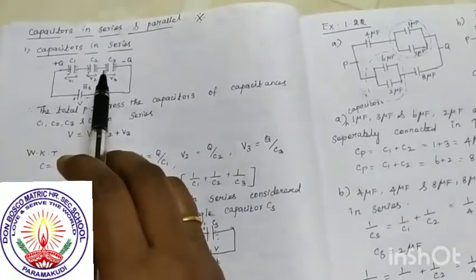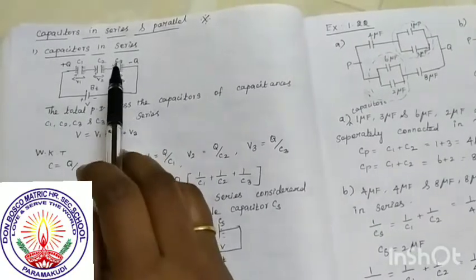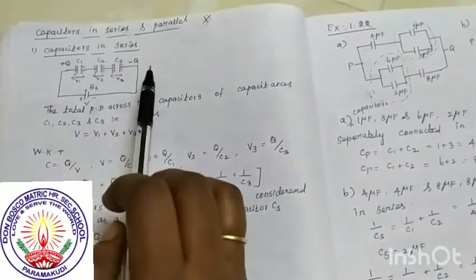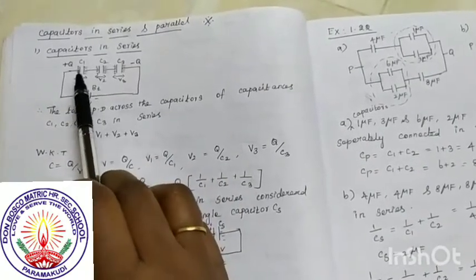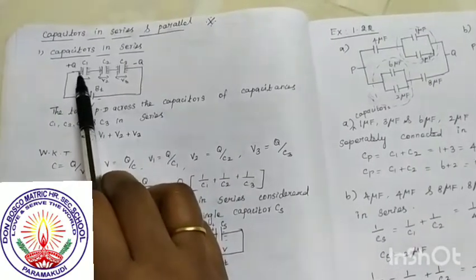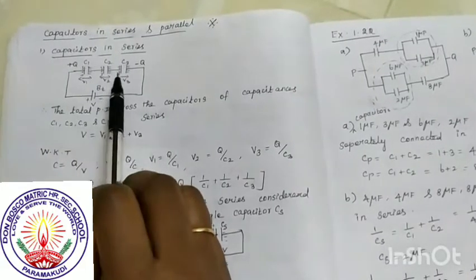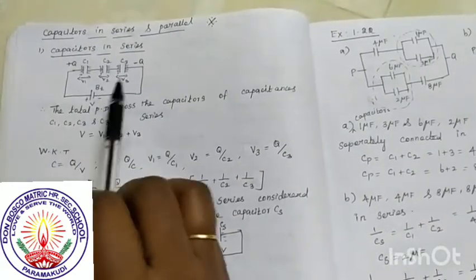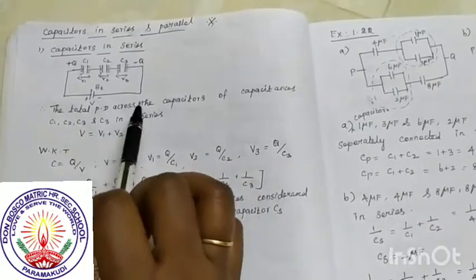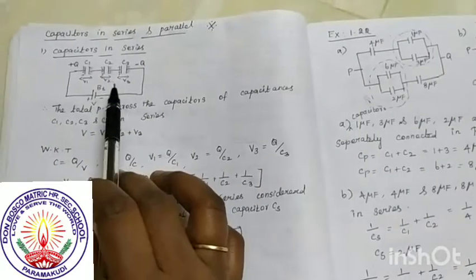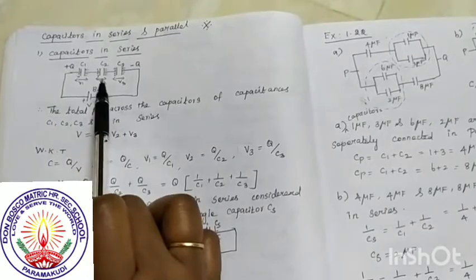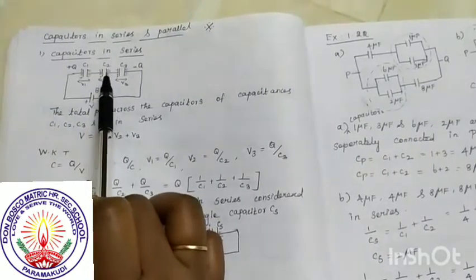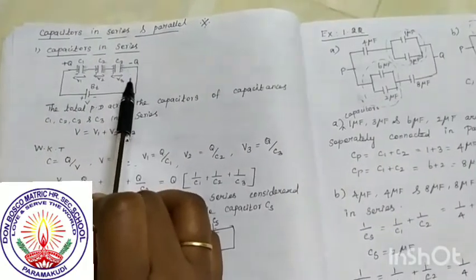Then next, at the same time the electron charge is minus Q. The minus Q is transferred from the left plate of C1 and the positive terminal of the battery. So this is the connection part. By this process each capacitor stores the same amount of charge Q.